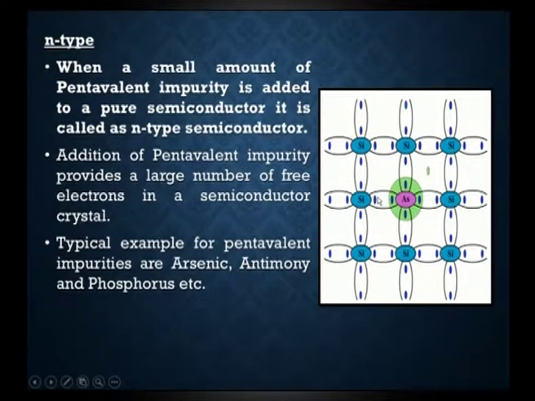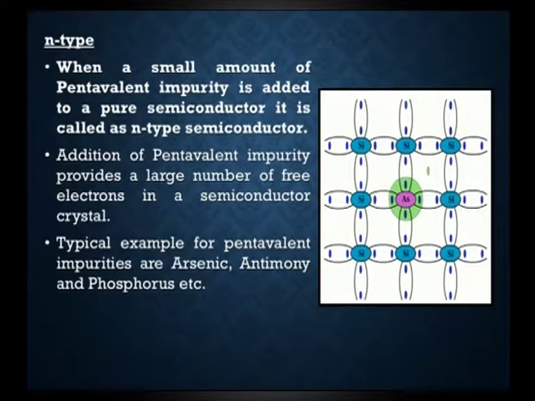But here, silicon's valence electrons are only 4, but arsenic has 5 electrons, so 1 electron will be left over. So, 1 free electron will be present in this type of semiconductor. That is why it is called N type. One extra electron is formed with the adding of a pentavalent impurity like arsenic to a pure semiconductor. That is why it is called N type semiconductor.